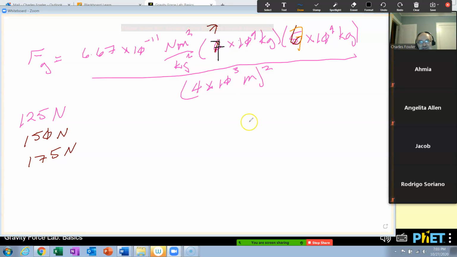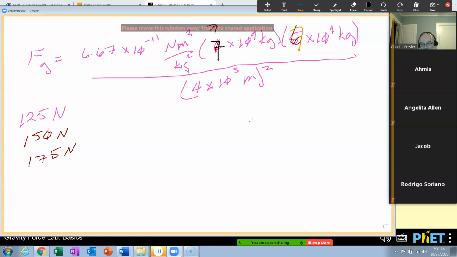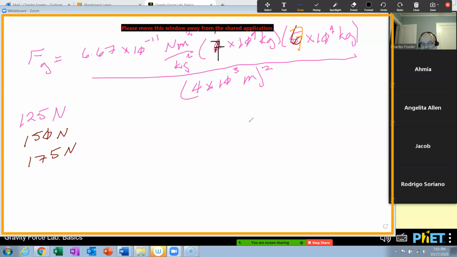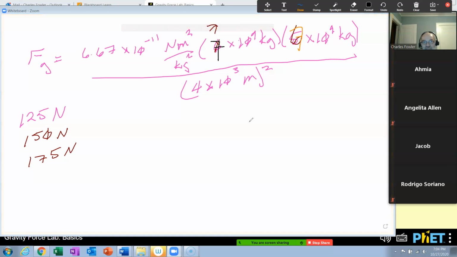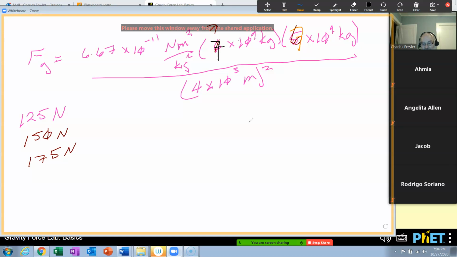So let's pull out our calculator and go. Okay, I've still got plenty of charge, I think. So 6.67 EE 11 negate, times 7 EE9 times 7 EE9 divided by, open parentheses, 4 EE3 close parentheses squared, equal.